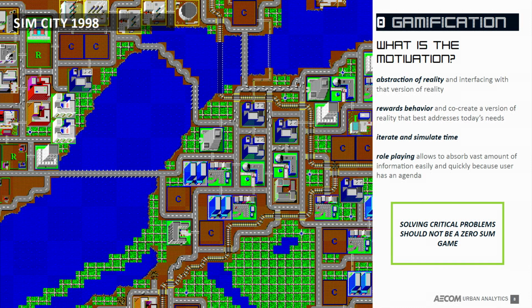And the most important part, which I've learned through my practice, is this idea of role-playing, which allows people to absorb vast amounts of information, especially private stakeholders, public stakeholders, citizens. They can absorb vast amounts of scientific data when they have been assigned specific roles in a game scenario. So what does this mean for planning, right?